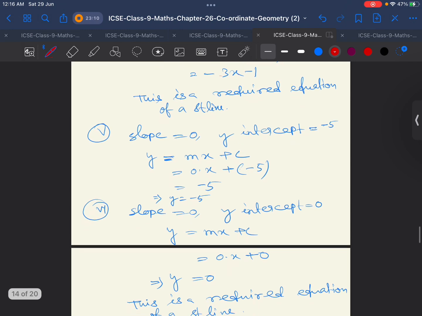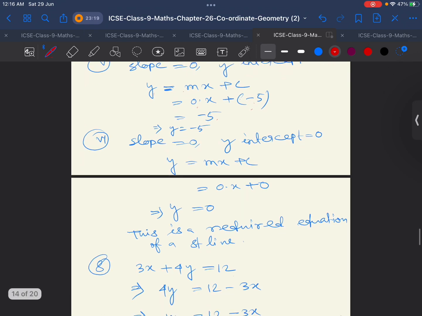Question number 5: slope 0 and y-intercept minus 5. So we can write y equals mx plus c. Here m is 0 and c is minus 5. So y equals minus 5. Question number 6: slope 0 and y-intercept 0.